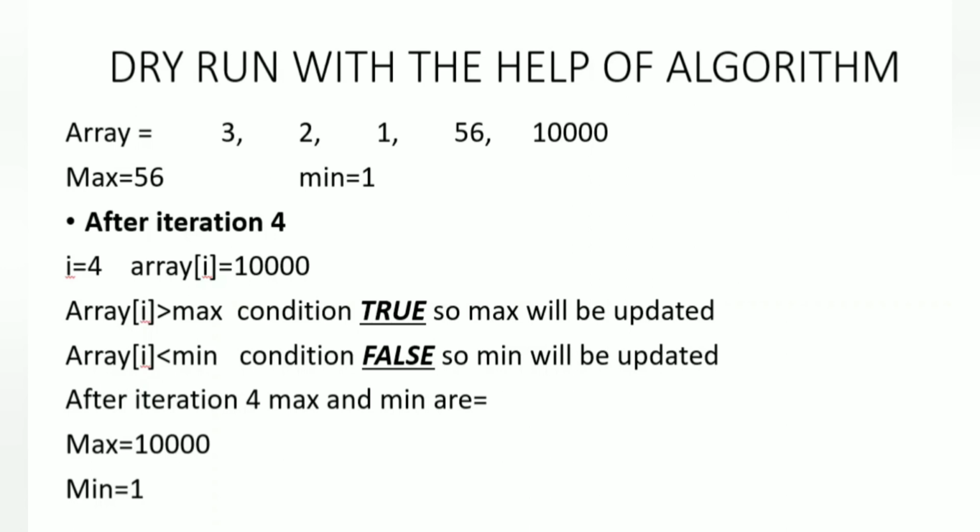So guys, we have traversed our whole array. So we finally print the value of max and min. So the max is equal to 10,000 and min is equal to 1. I hope you understand the concept. Let's move to our IDE.